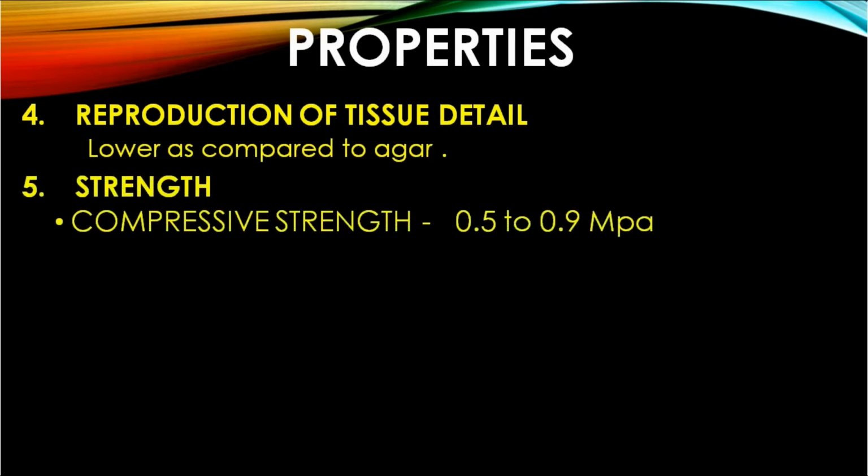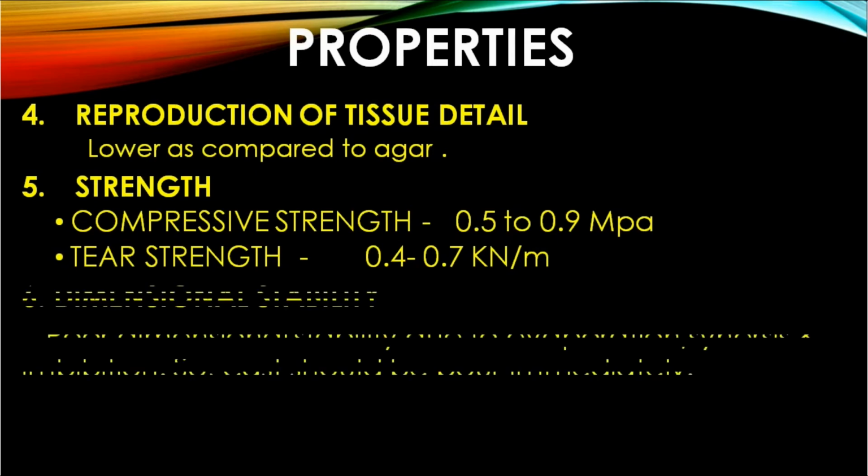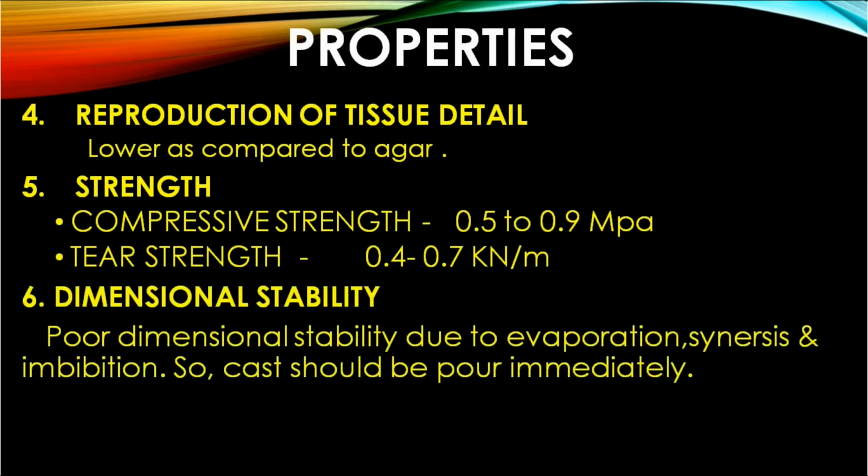Strength: compressive strength ranges from 0.5 to 0.9 megapascal. Tear strength is an important property of alginate. It ranges from 0.4 to 0.7 kilonewton per meter. It has poor dimensional stability due to evaporation, syneresis, which is loss of water, and imbibition, which means absorption of water. Therefore, the cast should be poured immediately.